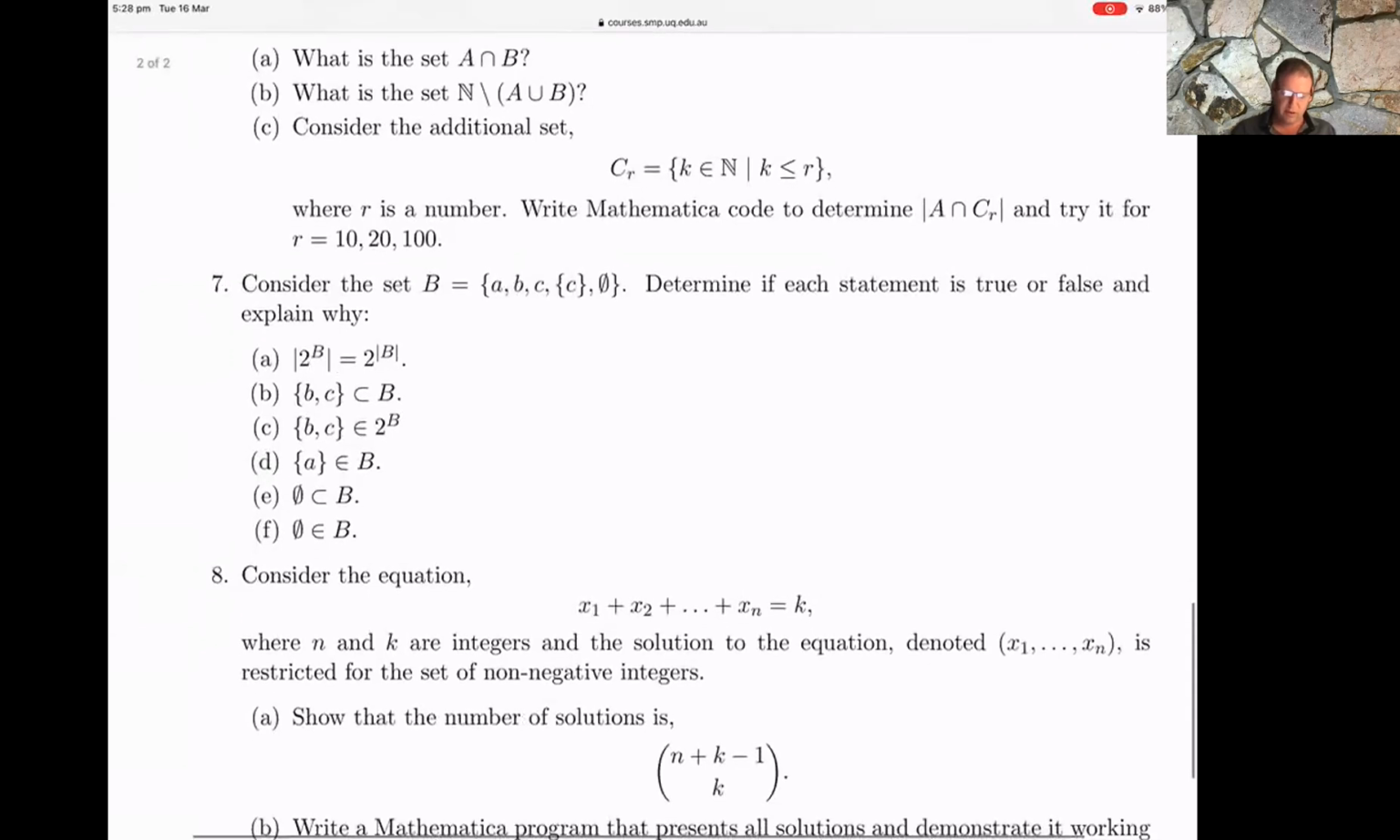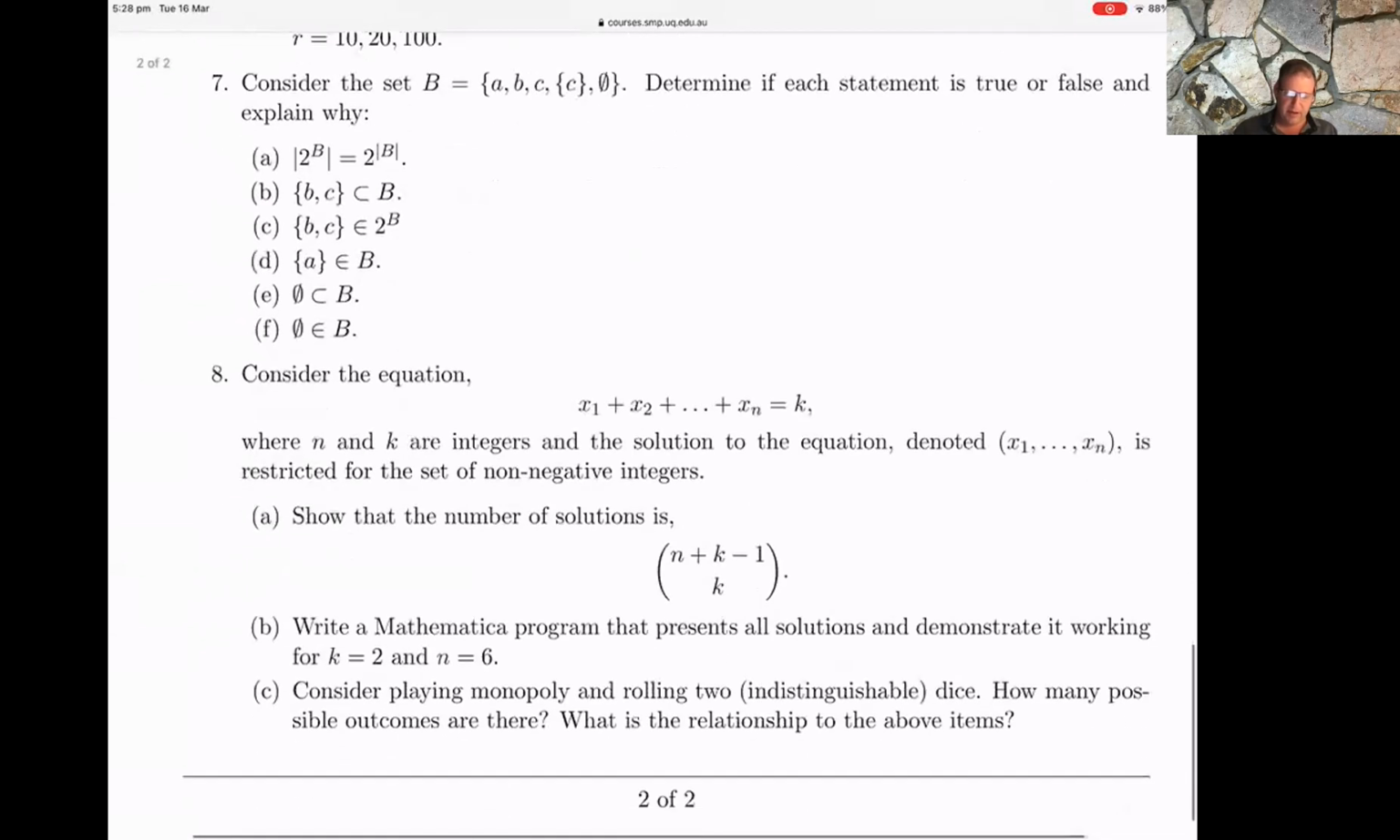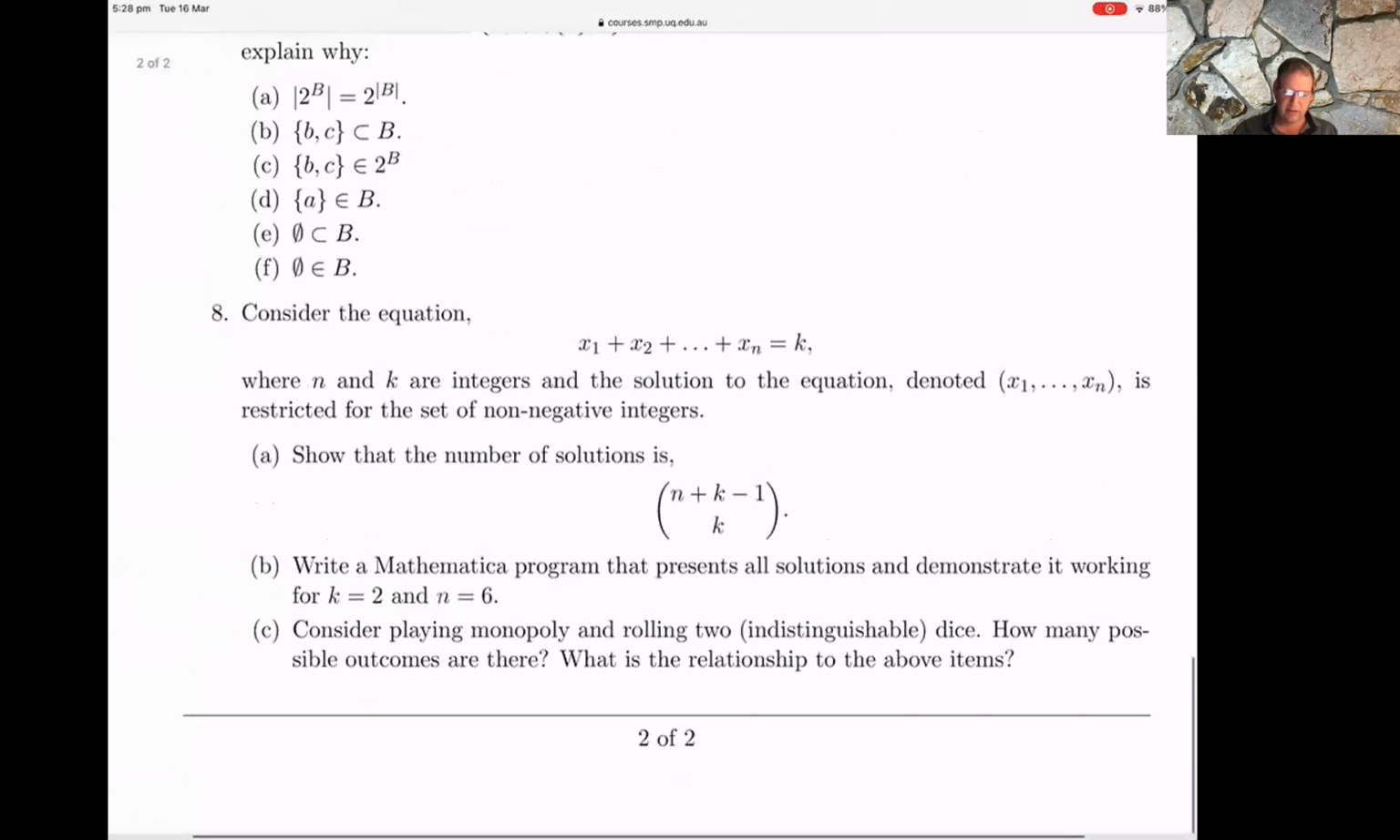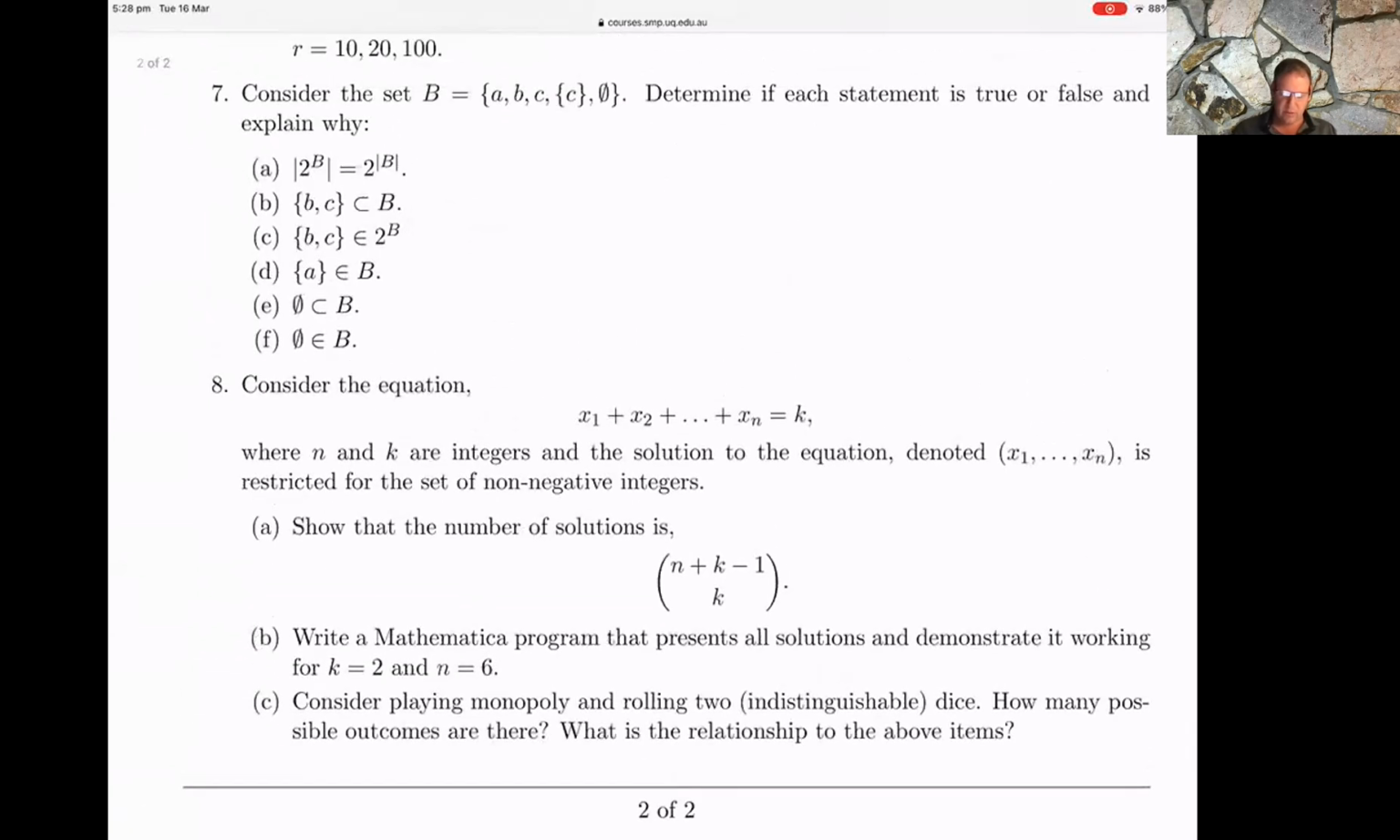So I'm sorry, this should have said k is greater or equal than 1. Oh, this formula might hold with 0. I guess you're right. Let's see it with 0. You're right. I get the answer.